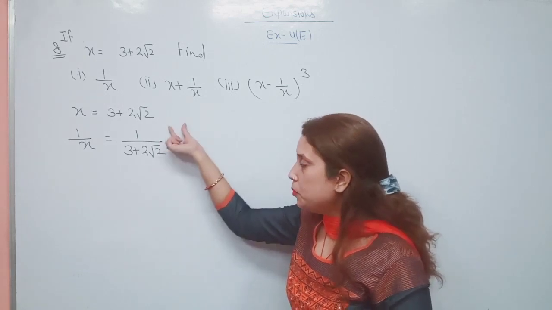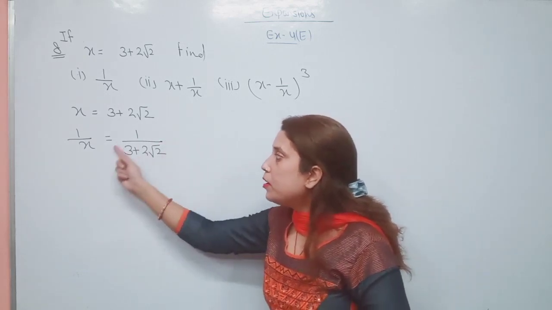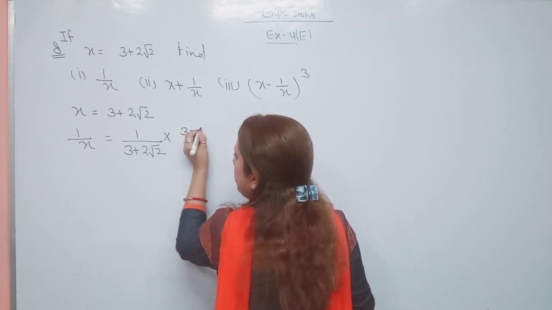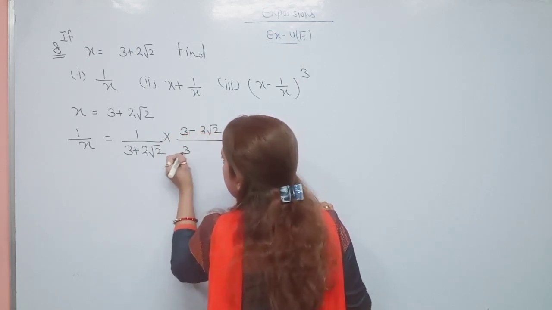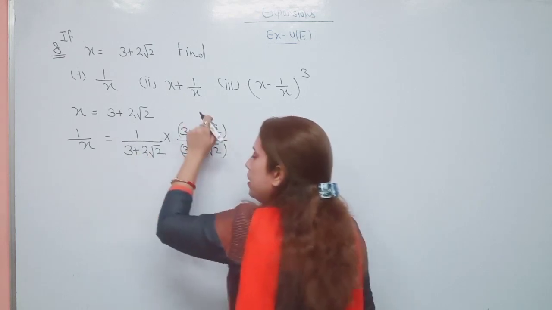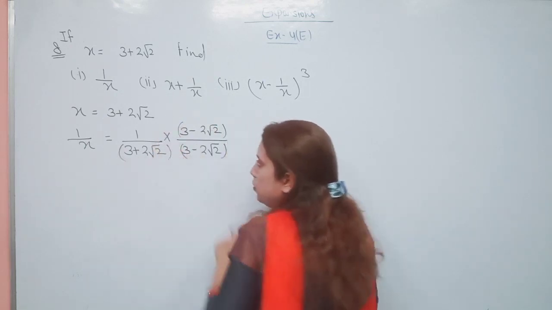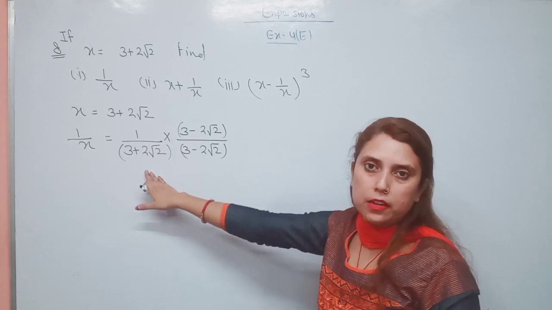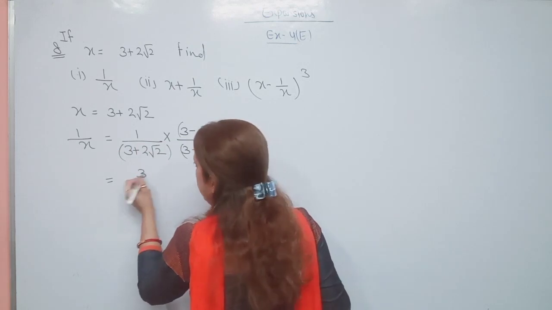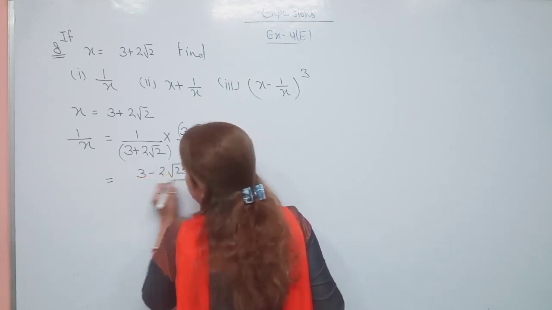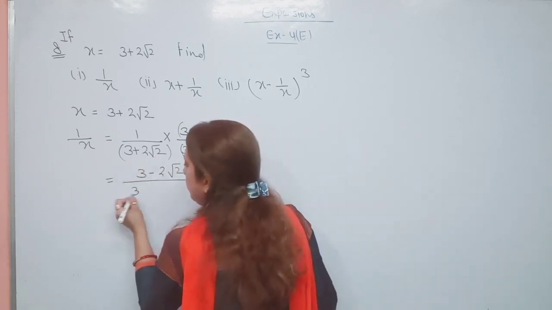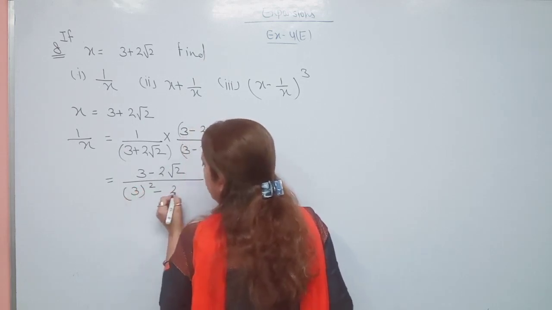We multiply the numerator and denominator by the conjugate of this number. This is 3 plus 2 root 2, so we will multiply by 3 minus 2 root 2 in numerator and 3 minus 2 root 2 in denominator. If it is negative, then we multiply by positive sign in numerator and denominator. Okay beta, now let's do it. In numerator, when we multiply by 1, it will come the same, and in denominator, this is the identity: a plus b times a minus b is a square minus b square.